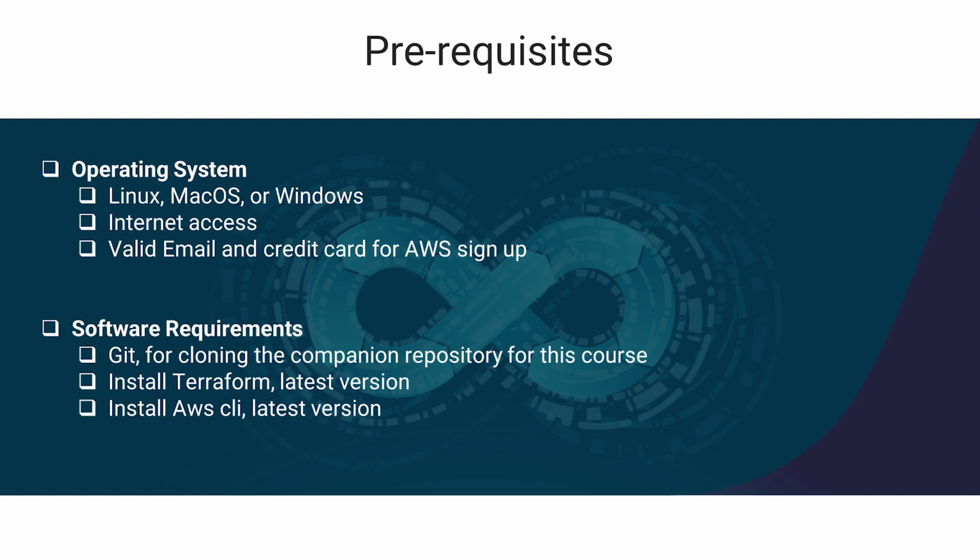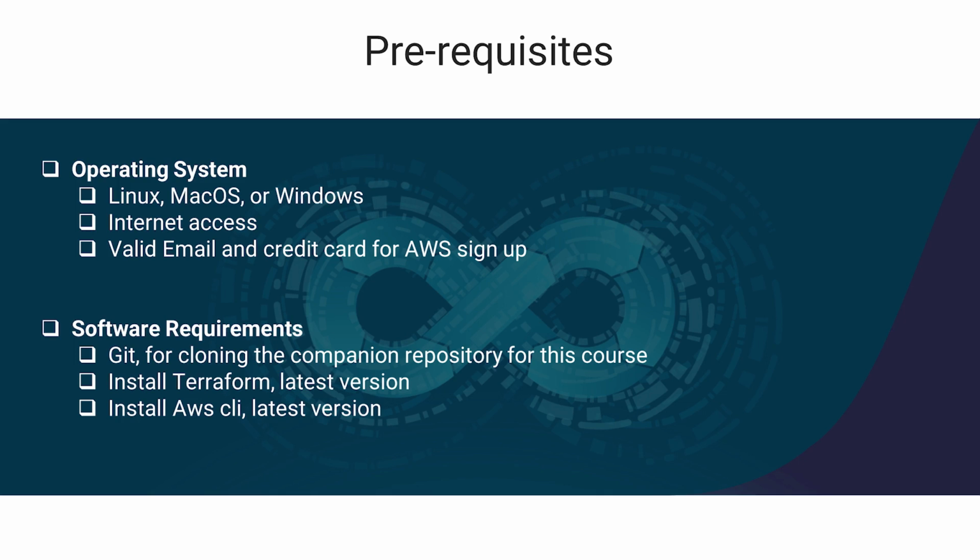There are some prerequisites that you will need before using this course. You will need a computer running Linux, Mac, or Windows. You will need internet access, a valid email address, and a credit card for creating resources in AWS. Do not worry though, we will be staying inside AWS's free tier model, so it will not cost you any money. You will also need to install a Git client to clone the companion repository for this course.